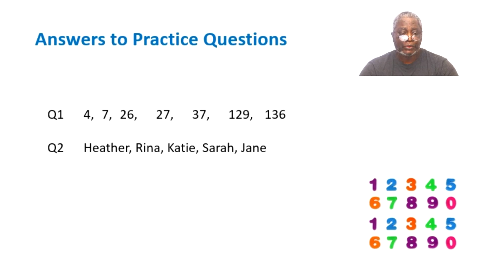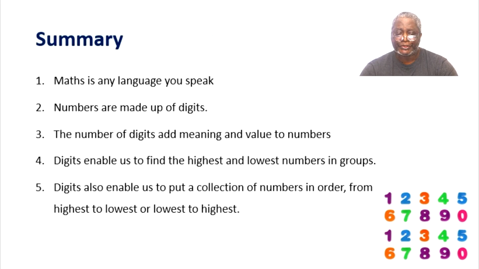So the answer to question 1 is 4, 7, 26, 27, 37, 129, and then 136. The answer to the second question on the bank balances is Heather, Rena, Katie, Sarah, and Jane. Note that the question is who has the highest, and the next, and the next, and the next, and the lowest. So that's our lesson.